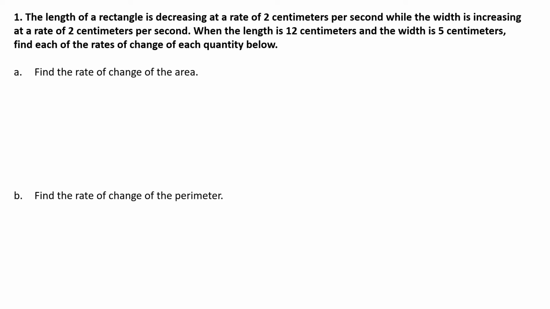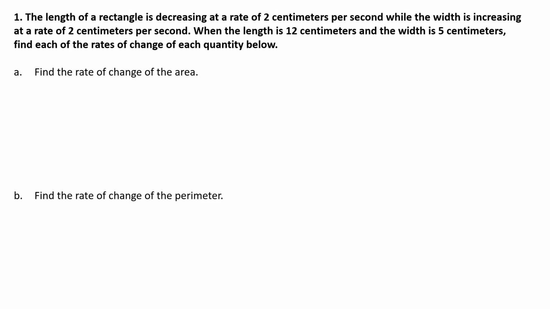This says the length of a rectangle is decreasing at a rate of 2 centimeters per second, while the width is increasing at a rate of 2 centimeters per second. When the length is 12 centimeters and the width is 5 centimeters, find each of the rates of change of each quantity below. So there's going to be 3 parts. Starting with A, we're going to find the rate of change of area.